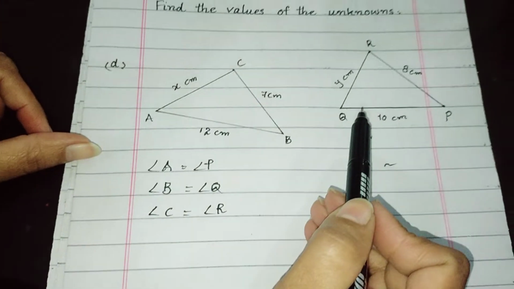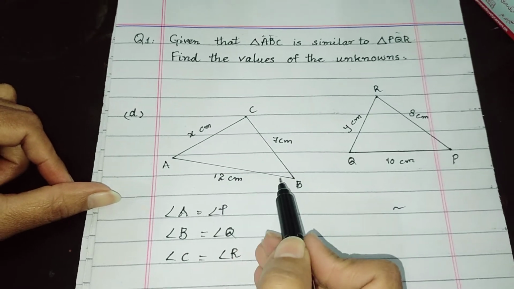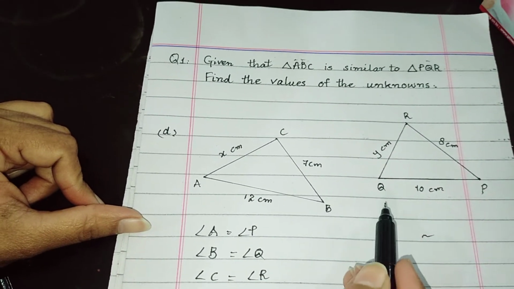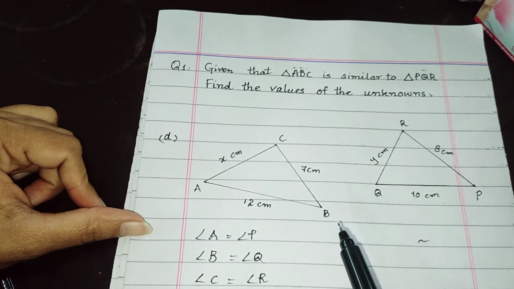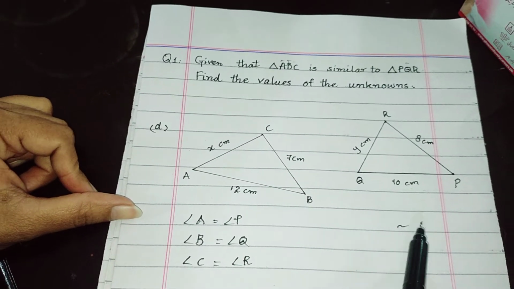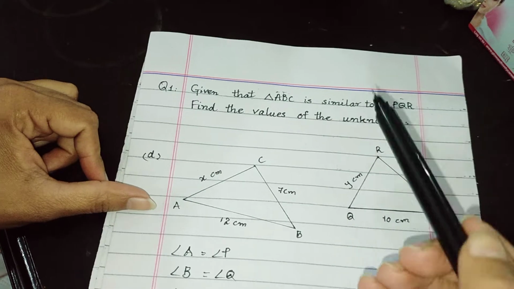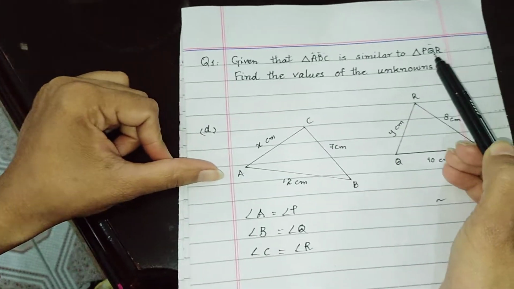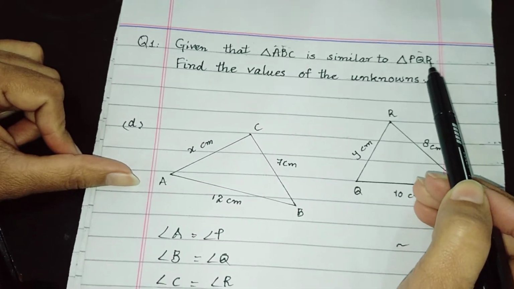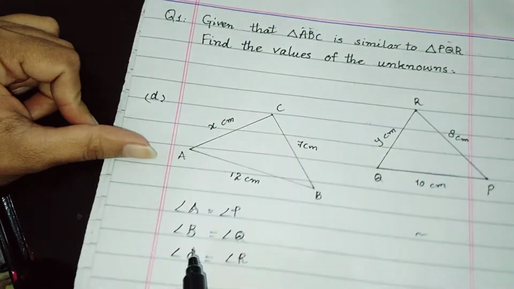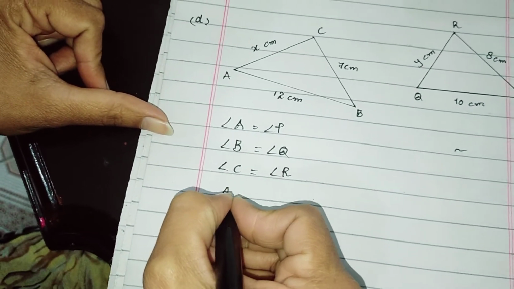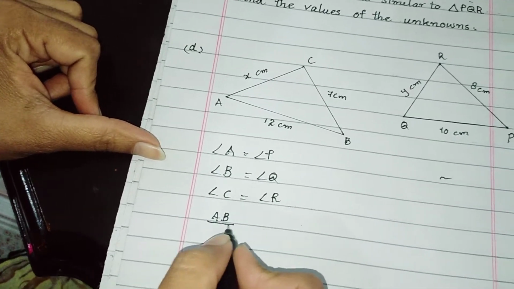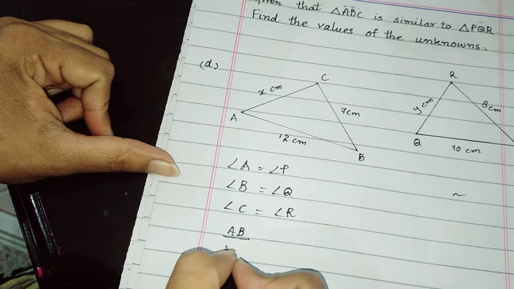Corresponding angles are equal but corresponding sides are proportional. In similarity, corresponding sides are proportional. So first we have to see which side is proportional to which side. As you can see, it is given in the question that triangle ABC is similar to triangle PQR. So side AB is proportional to side PQ.